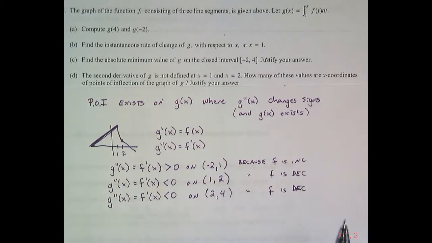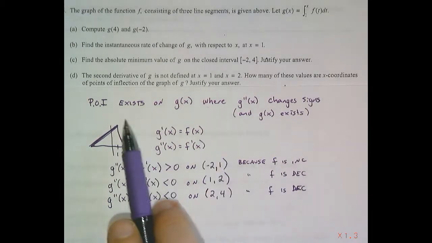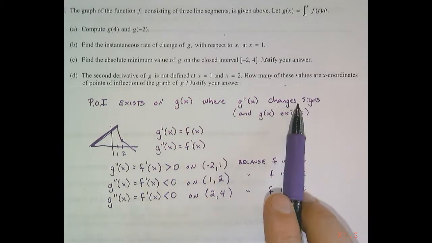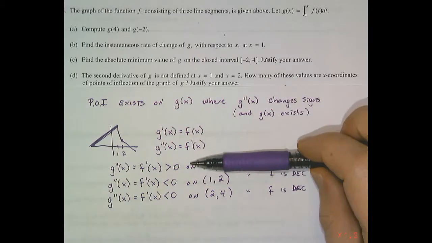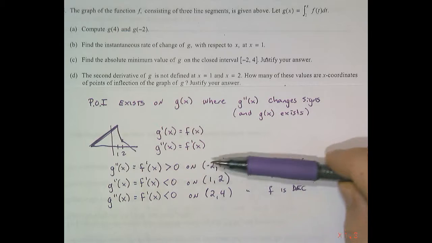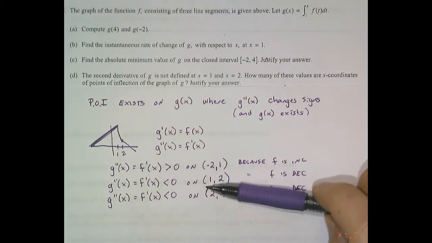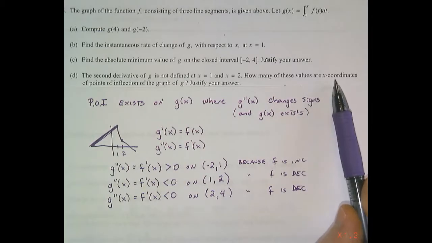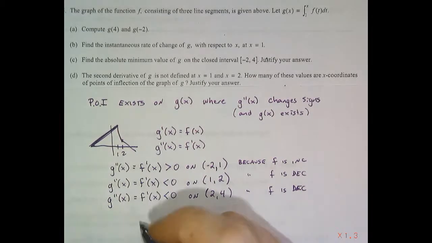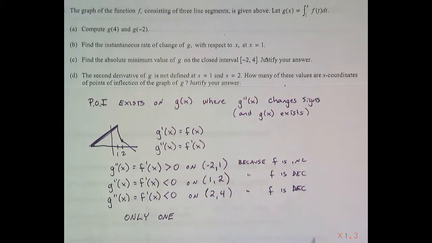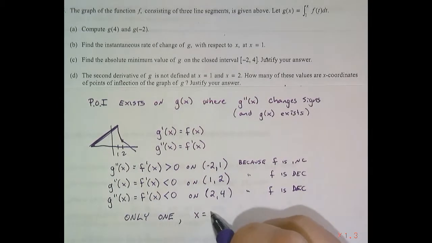So we've analyzed the graph, and now they're saying a point of inflection exists where g prime prime changes signs. Well, g prime prime changes signs from positive to negative at that location of 1. So how many of these values are x coordinates of points of inflection? So only one of the two values is a point of inflection, and that would be at x equals 1.